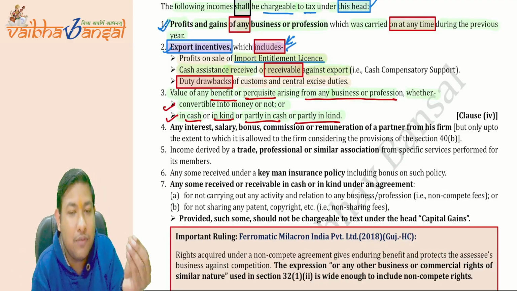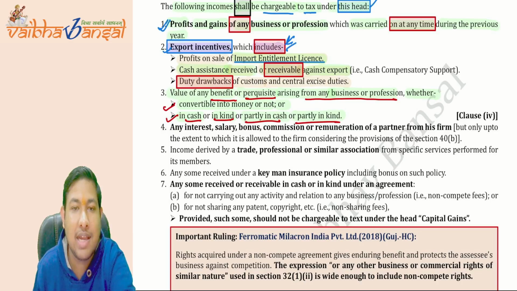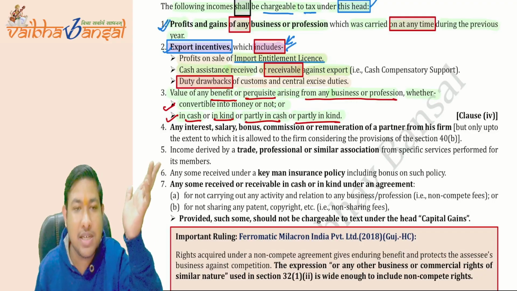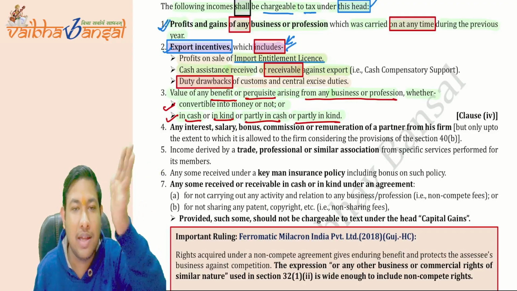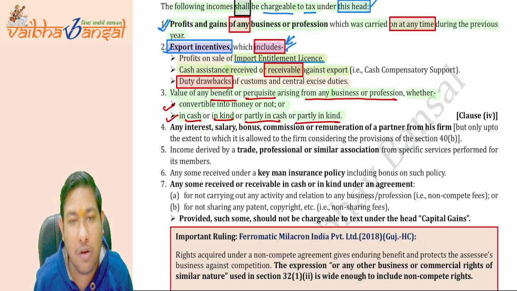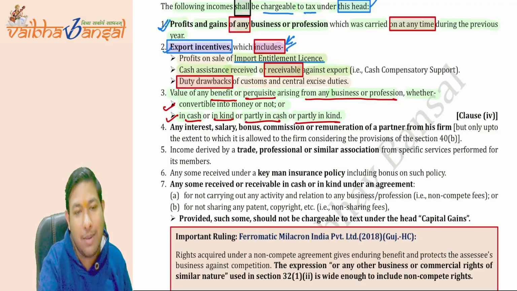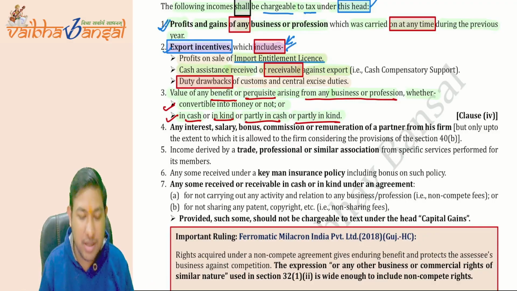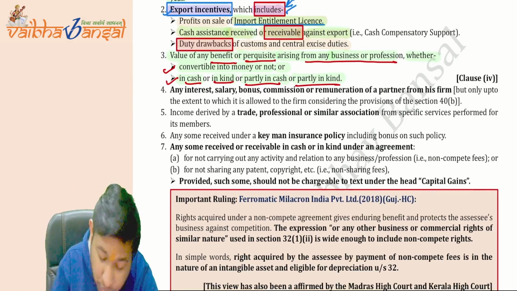Whatever is received by you in kind, convert it into money on the basis of the value borne by the giver of that benefit or perquisite. That will be the fair market value, and you have to pay tax on that fair market value. Is this point clear? Now come on to the next point.